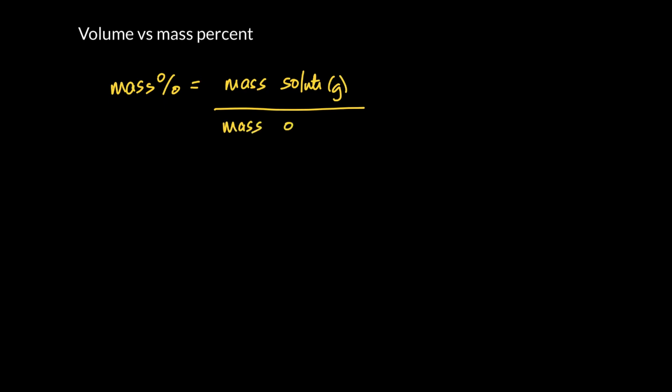So it turns out that we've looked at a mass percent. A mass percent is the mass of the solute, probably in grams. They don't have to be. You just have to use the same units above and below, divided by the mass of the solution in grams. And to make it a percent, you multiply by 100.